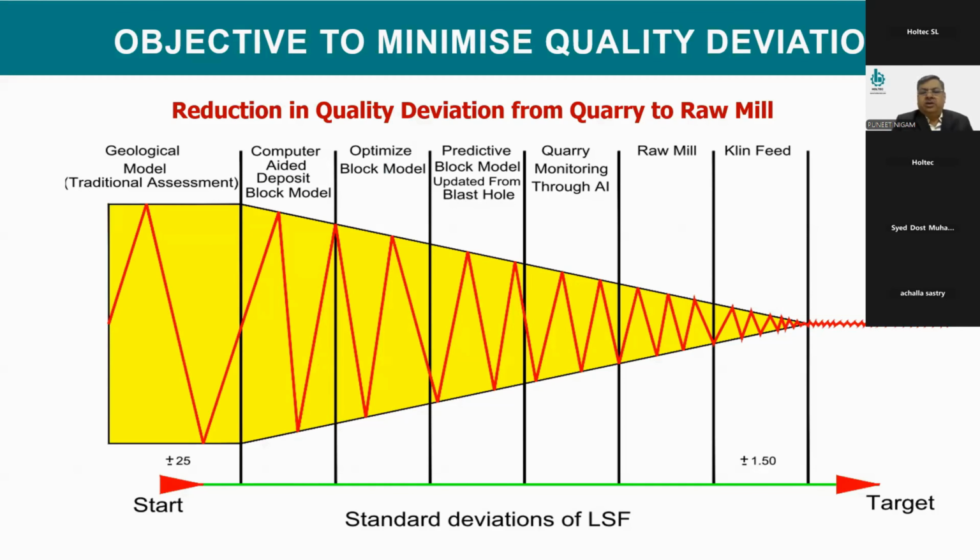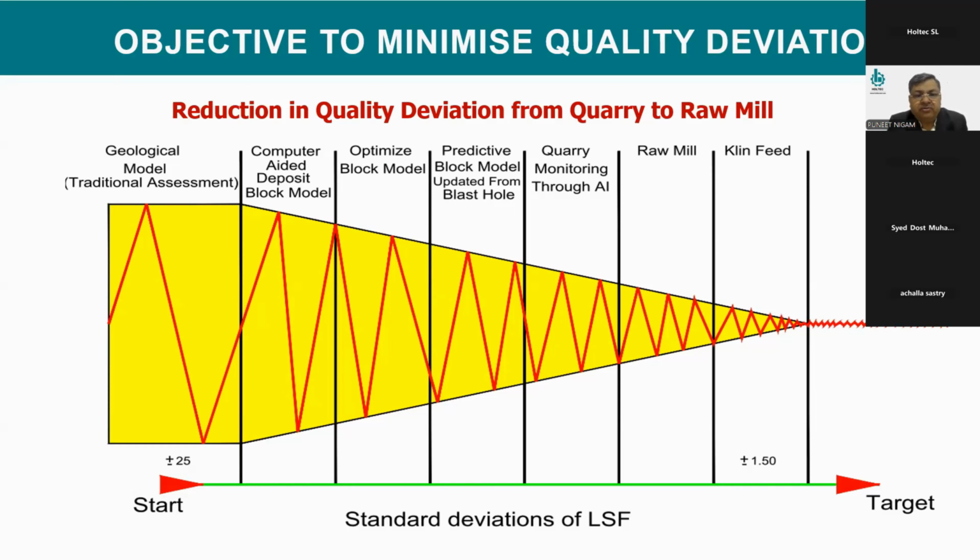Now, we are coming to the points on how to reduce the standard deviations. One, we prepare a traditional model from the geological plan or geological sections. Then we have a broad assessment of the quality. Then we make a computerized model. Then we have a block-wise assessment, so we further fine tune the quality assessment. Then we go for the optimized block model. With optimization it reduces further, because it removes reject blocks and identifies the best blocks, considering the plant parameters.